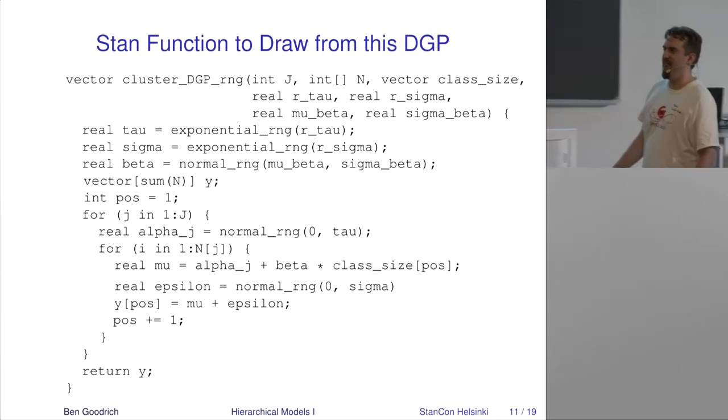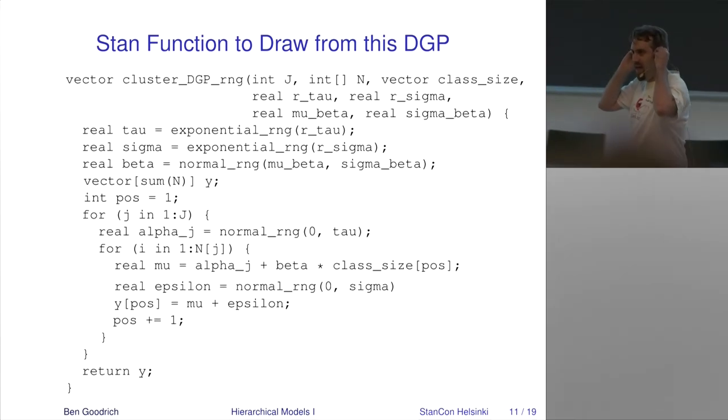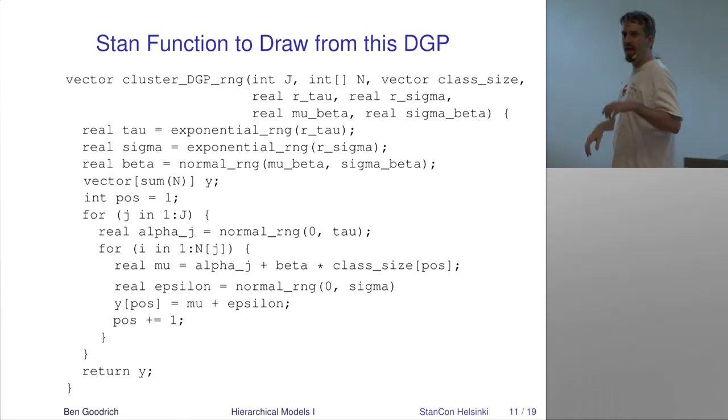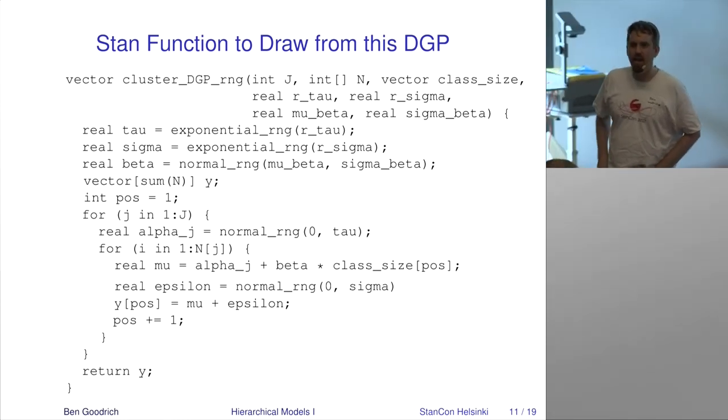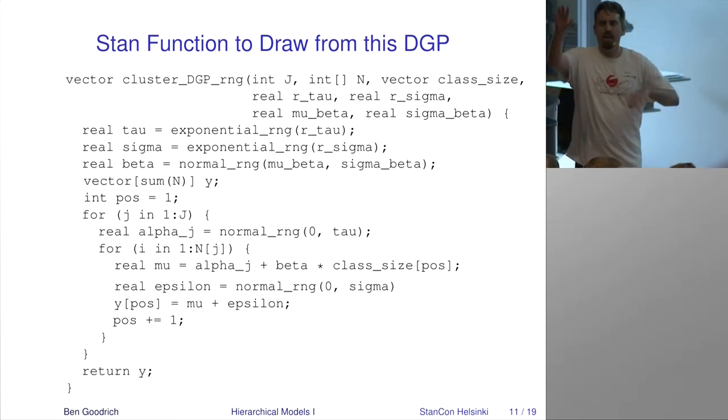Thank you. So a syntax question. You always write normal underscore rng. In the last session, we saw the tilde notation. Is it exchangeable, or is there a difference between the two?